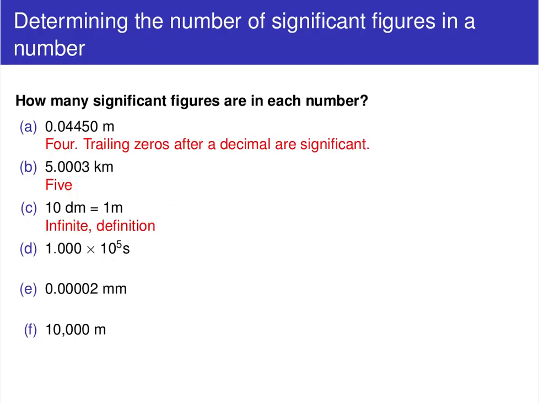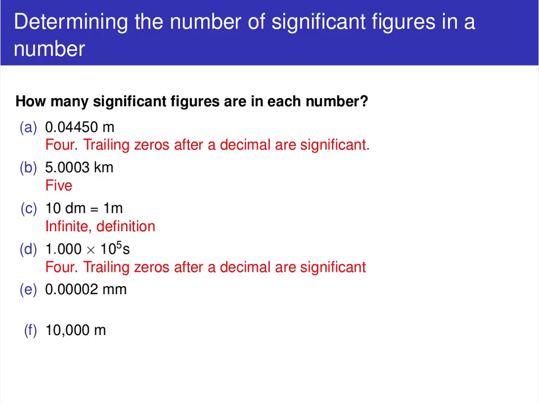Okay. The next example down here, 1.000 times 10 to the 5th seconds. Okay. Once again, we have a measured quantity, and now because we have these zeros after the decimal place here, we know that those zeros are in fact significant because they're trailing after a decimal point. Last here we have E, where we have a set of leading zeros, a bunch of them, but all of those leading zeros are in fact not significant.